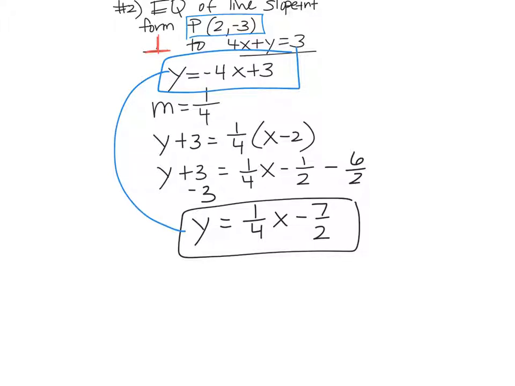So -4x plus 3 and 1/4 x minus 7/2. Now, if I push zoom 6 and I graph these 2 lines, so here comes this one. And they're graphing kind of at the same time. Those do not look perpendicular, do they? No. Now, I'll tell you why. Did we do it wrong?